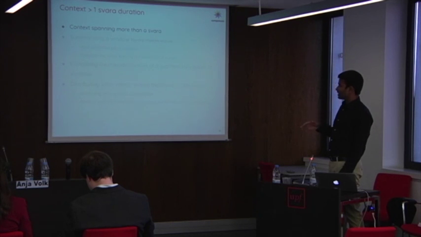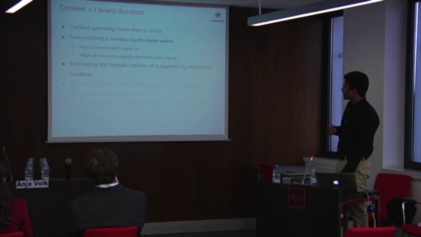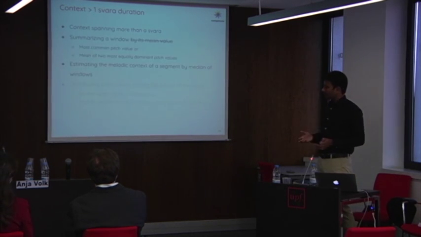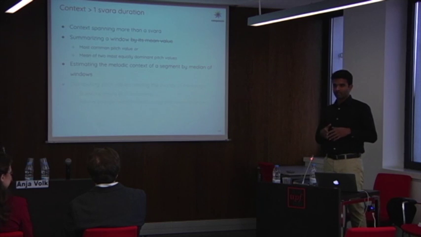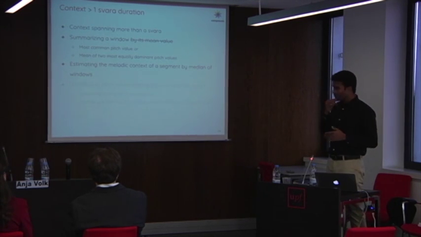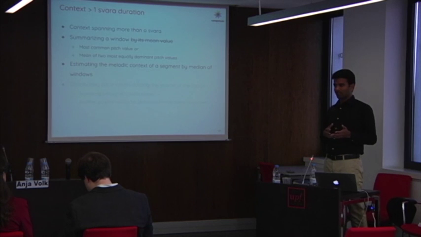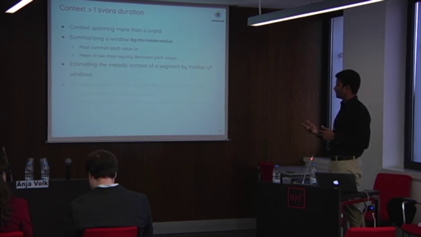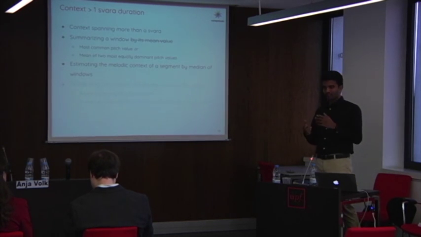So we now go to the next case, where the context considered for a segment is greater than one swara. And here we cannot clearly summarize the window using a mean value since there are multiple swaras. So we consider the most common pitch value, which is the dominant swara, or if there are two competing values, we consider a mean of that.